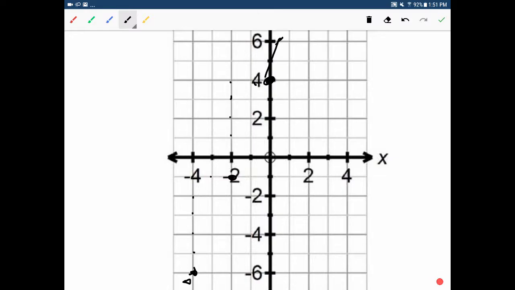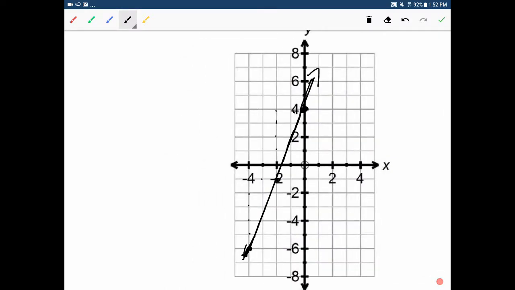But now that I have 2 or 3 points, I can draw a line. Whoops. Difficult to do on my tablet. And I did a terrible job. Actually, I did okay. That's not bad. All right, there it is. Make sure you put arrows on the end, showing that that line will continue forever in each direction.